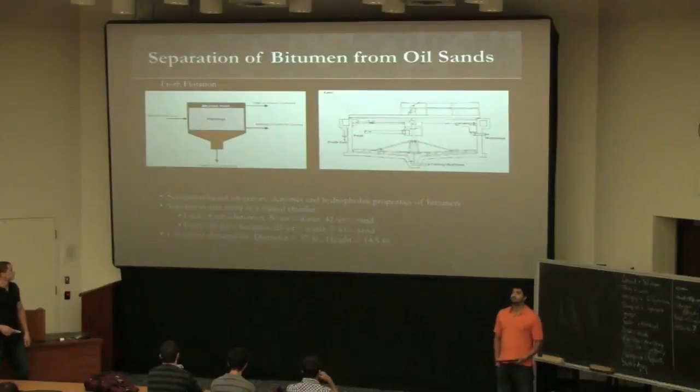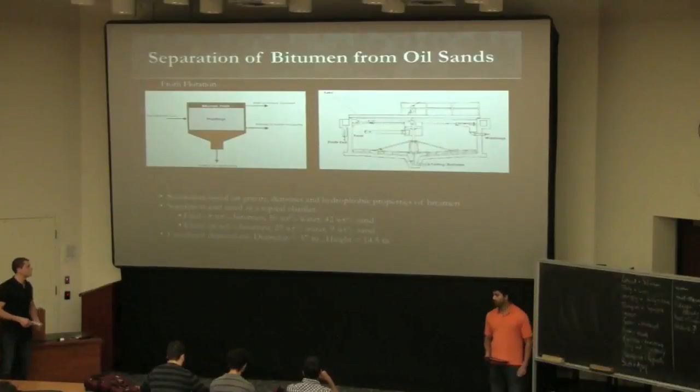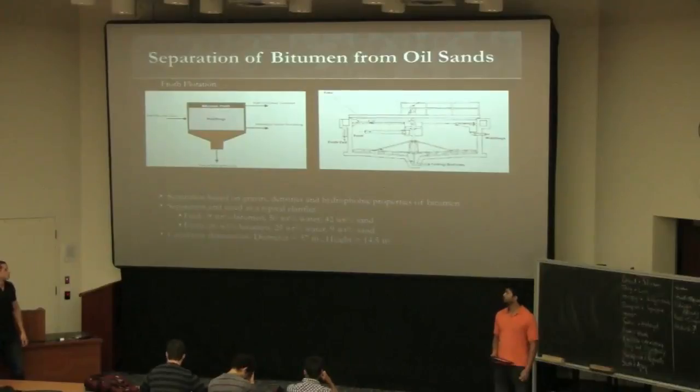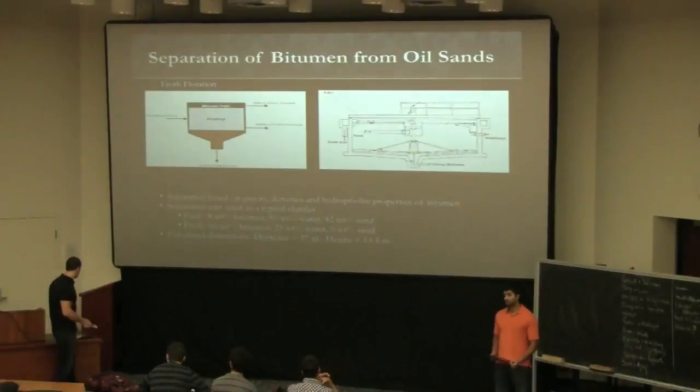Particles. There's also a bottom layer which consists mostly of sand. Due to size, based on a typical clarifier arrangement, it was determined to have a diameter of 37 meters and a height of 14 and a half meters. And it is able to handle a flow of 15,000 meters cubed per hour.